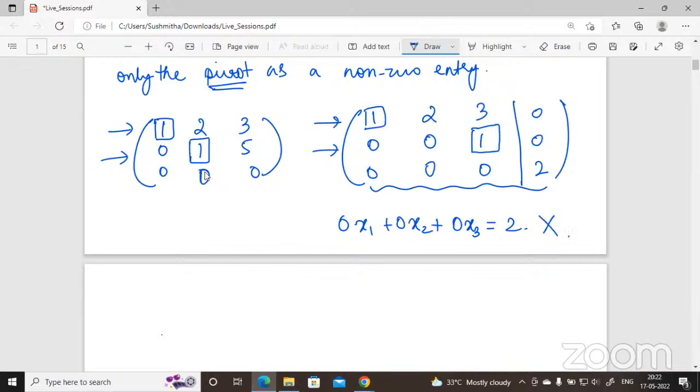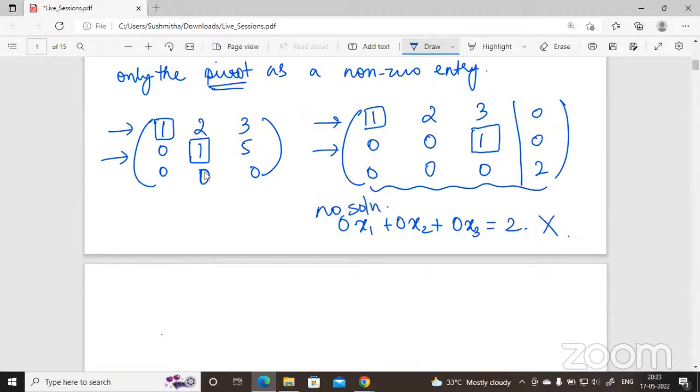Sometimes after row manipulation, if it comes out like this, we should think that my processing of rows is not okay. Recheck. There is no solution. That's it. In this case, there is no solution. That's it.